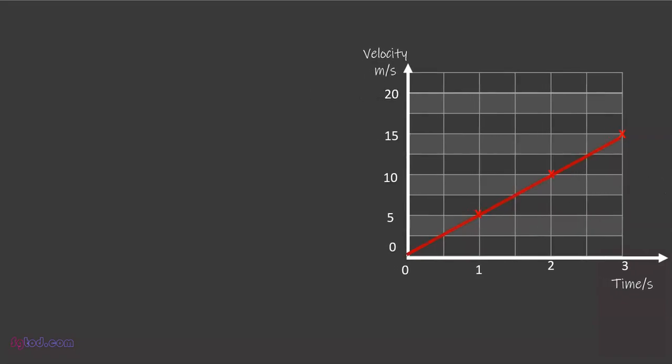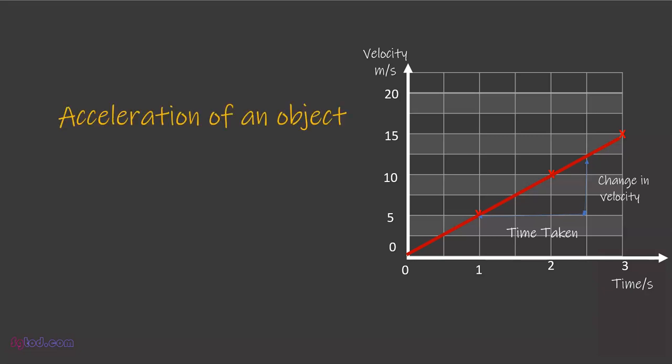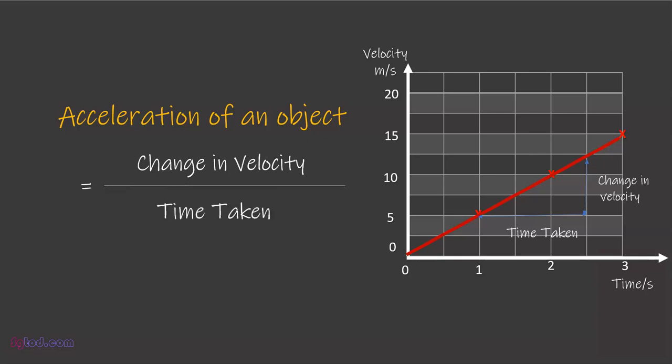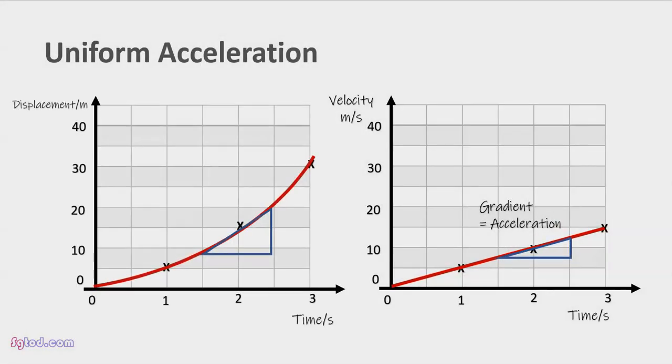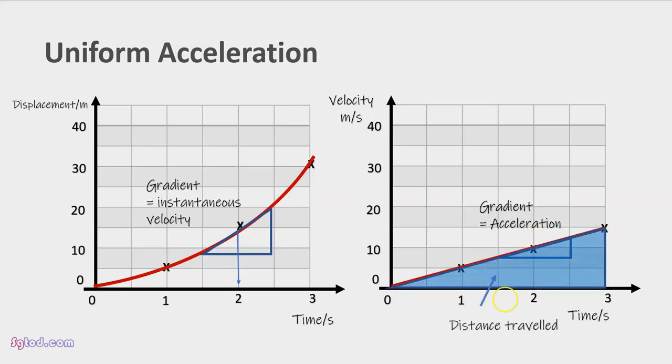Now let's examine the velocity time graph. If we were to calculate the gradient of the straight line graph, we will have to take the change in y-axis, which is the change in velocity, divided by the change in x-axis, that is the time duration. However, we also know that the formula for acceleration is change in velocity divided by time taken, which is the gradient of the graph. To summarize, the gradient of the tangent to the displacement time graph gives the instantaneous velocity at a particular moment in time, whereas the gradient of the velocity time graph gives the acceleration. In addition, the area under the velocity time graph will give us the distance traveled by the object.